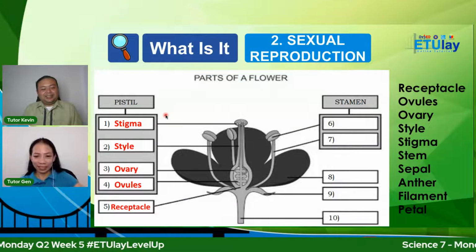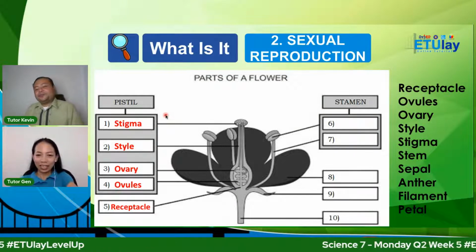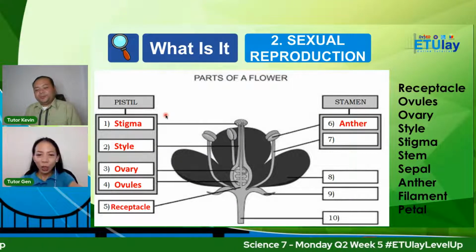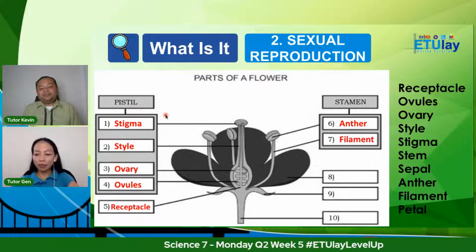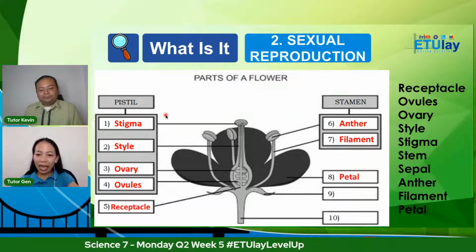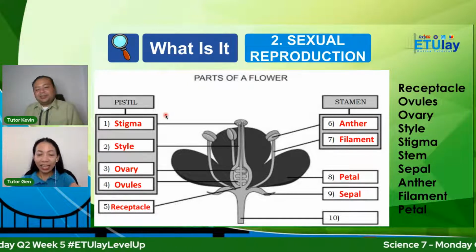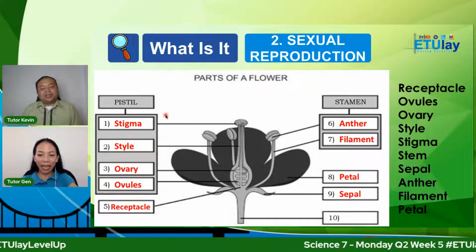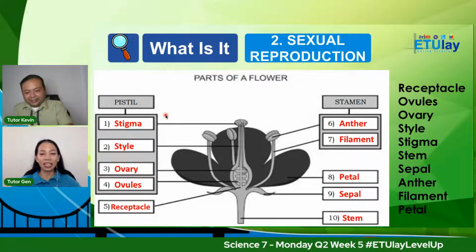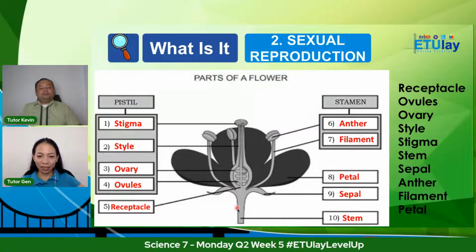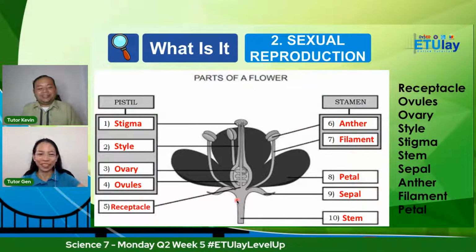5, receptacle. 6, anther. 7, filament. 8, petal. That's petal. 9, you have sepal. And 10, stem. This is the stem.